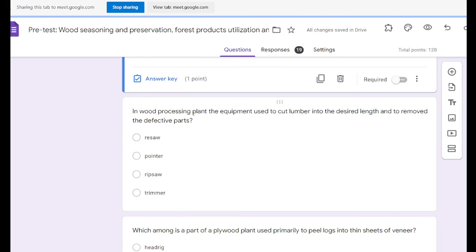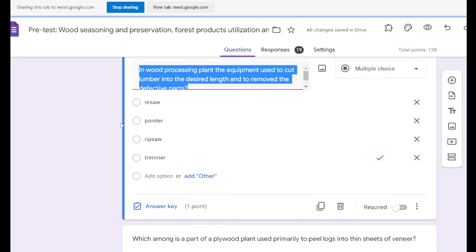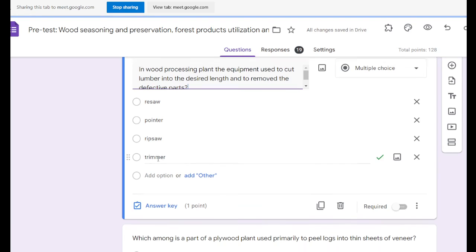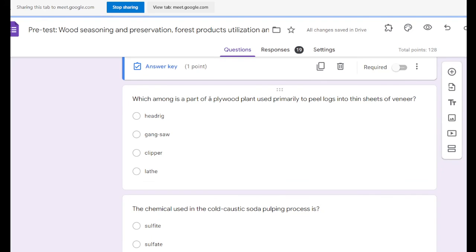Next, in a wood processing plant, the equipment used to cut lumber into the desired length and remove the defective parts. So that is a trimmer. Okay, it cuts according to length. Remove the defects, that is trimmer. Next, which among is a part of a plywood plant used primarily to peel logs into thin sheets of veneer?